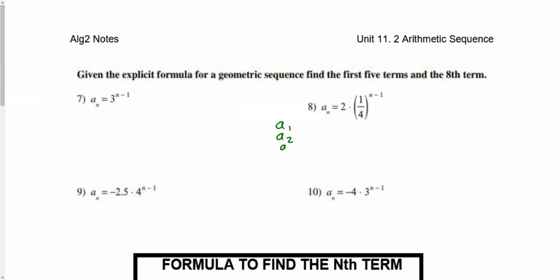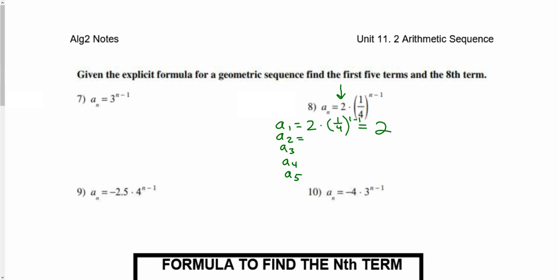A1, A2, A3, A4, and A5. So the formula says 2 times 1/4 to the n minus 1. So if I'm putting a 1 here, I have 1 minus 1 up here. And guys, for that first one, you'll never need the calculator. 1 take away 1 is 0, right? What is anything to the 0 power? Yeah, so basically the 1/4 goes away, so the answer is 2. I'm going to tell you a huge secret. The number right here in the front, that's always the first term. So we never have to do math for the first one.